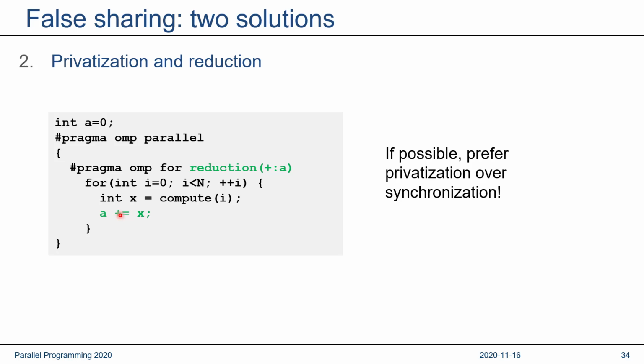Of course, sometimes this cannot work. For example, if these private instances would be very large, if each thread would have to get one copy of an array of 1 gigabyte of size, okay, this might be problematic. And this is a case where synchronization may be in order, but always think about replacing synchronization constructs with privatization and or reduction constructs.